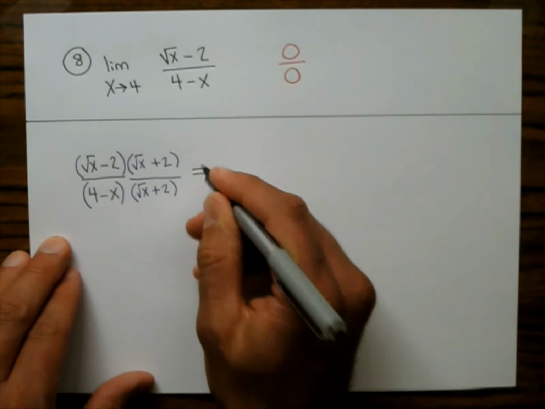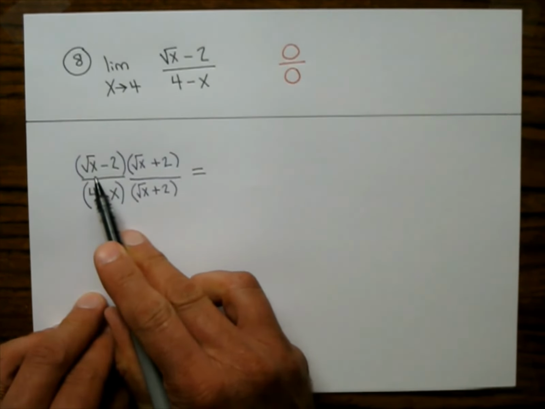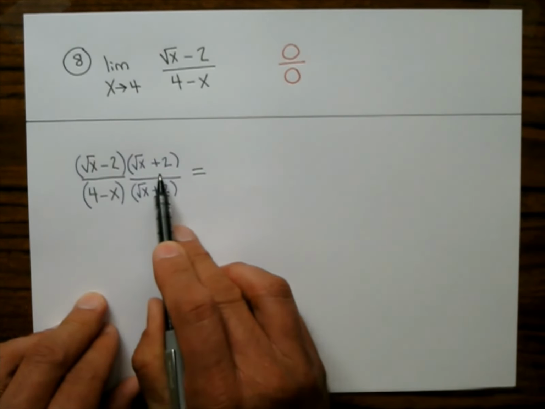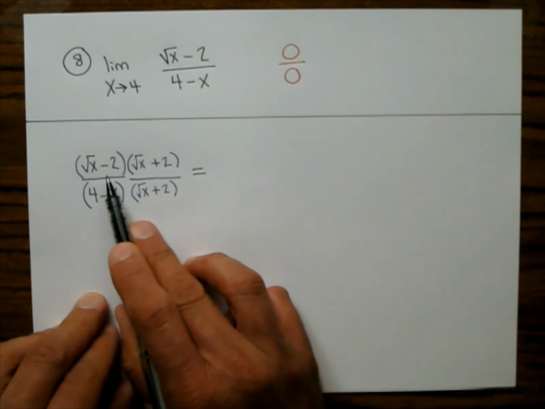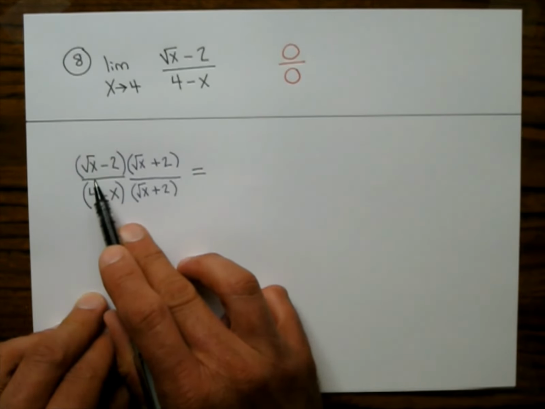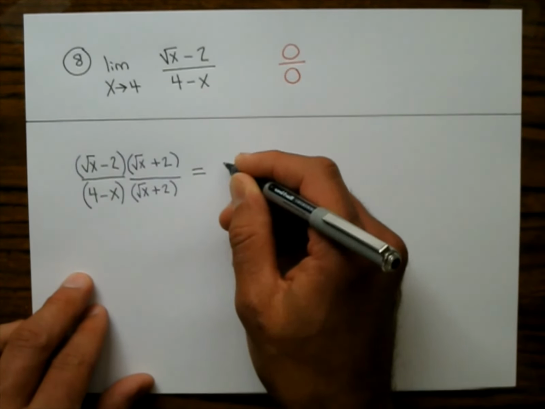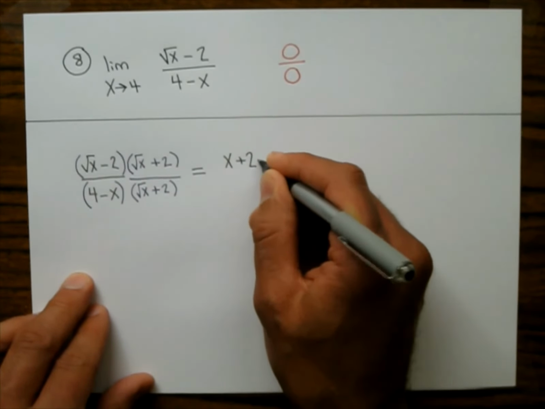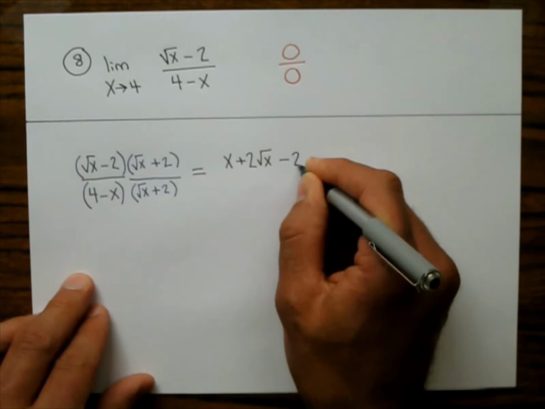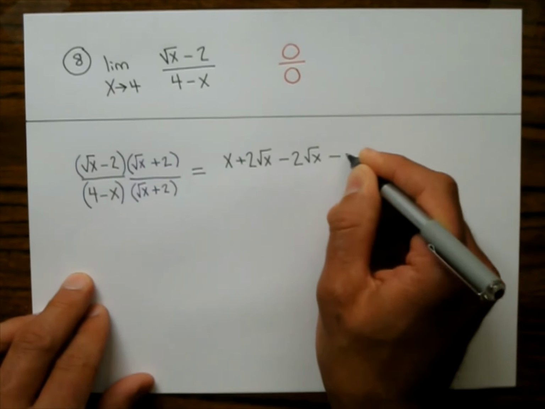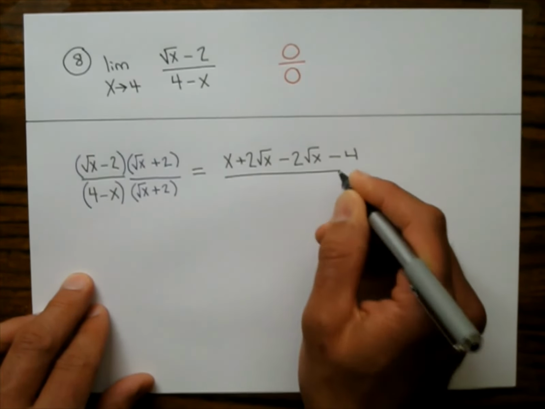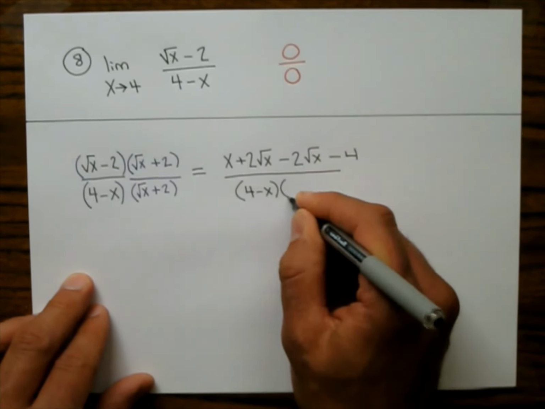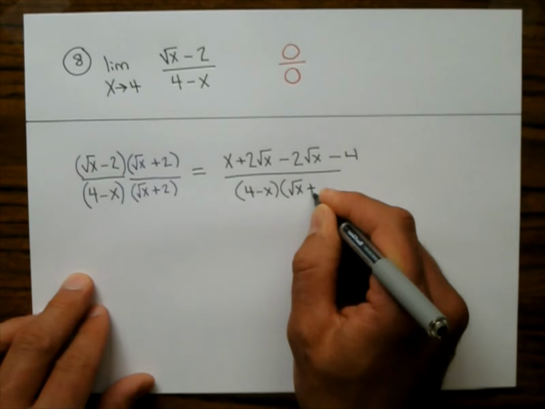Okay, so on the top, when you FOIL this out, the reason I chose the plus instead of just doing the same thing is the inside and the outside term are going to cancel. Look at this. I'll write it all out this time. Root x times root x is x first. Outside is going to be 2 root x. Inside is going to be minus 2 root x. And last is going to be minus 4. And on the bottom we just have 4 minus x times this. I'm not going to FOIL that out because it's going to make quite a mess.